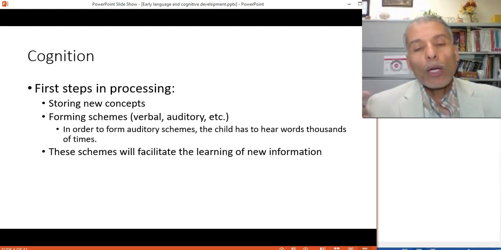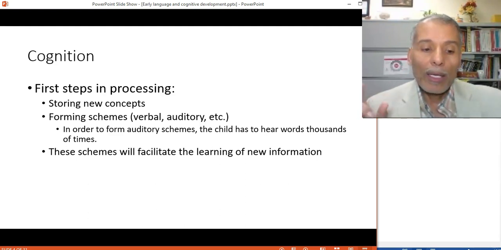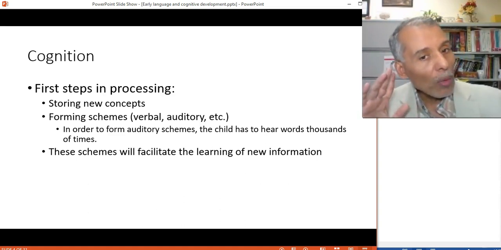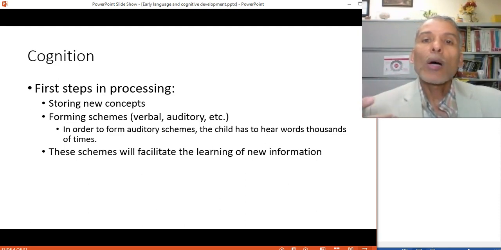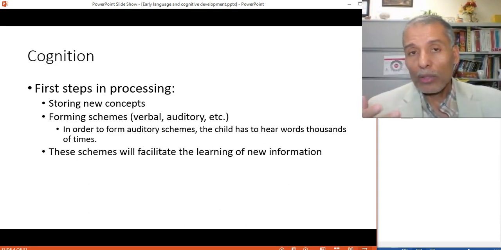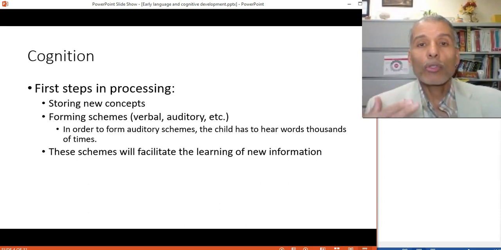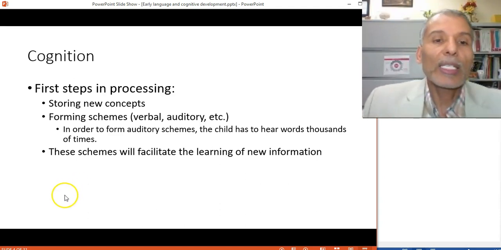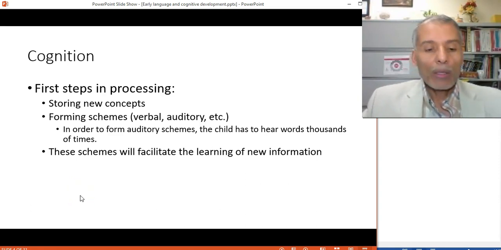So in order to form an auditory scheme, say an image of a sound, an image of a word that you hear, the child has to hear the word thousands of times. So in order to form semantic schemes like words, for example, there is a period of time when children are very fast at picking up. They might need one exposure or two at some stage in their lives. But these schemes or schemas are essential to build concepts.